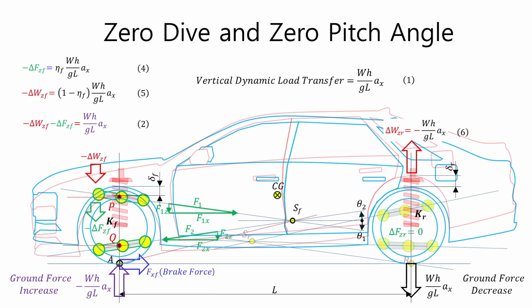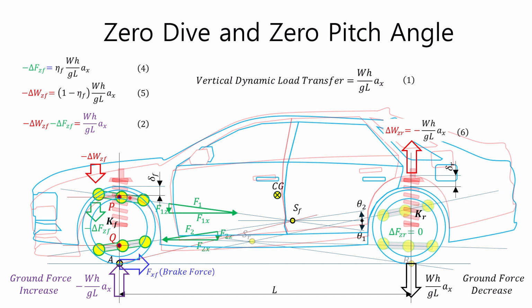Let's examine the conditions for zero dive and zero pitch angle during front wheel braking. Since the vertical dynamic load transfer, the increase in front ground reaction force and the decrease in rear ground reaction force are determined by the laws of physics. As long as acceleration ax is constant, they hold constant values regardless of the geometry of the suspension links.